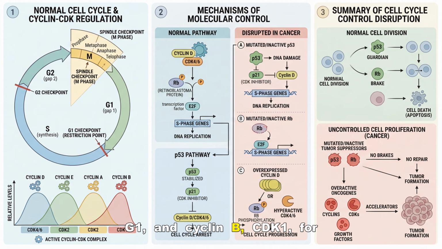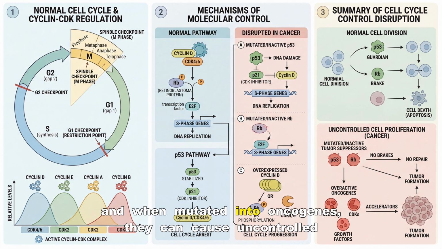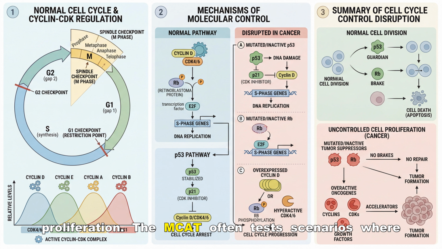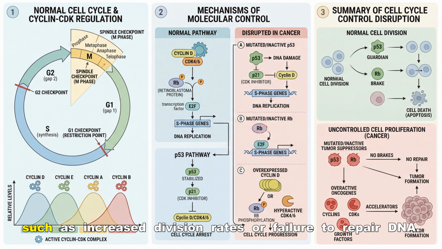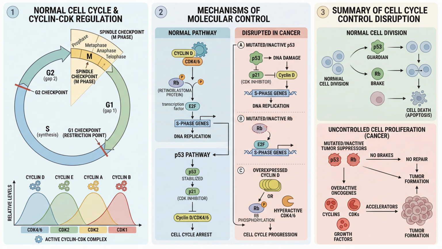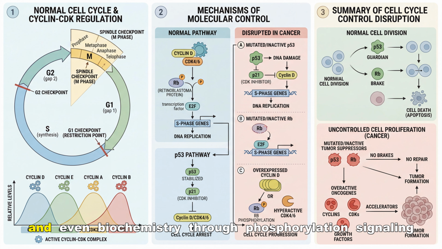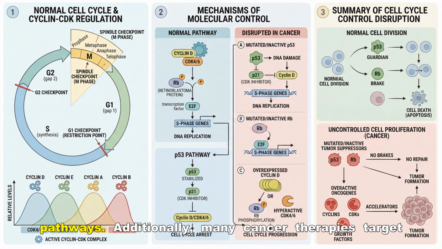On the other hand, proto-oncogenes promote cell division, and when mutated into oncogenes, they can cause uncontrolled proliferation. The MCAT often tests scenarios where these regulators are mutated, asking you to predict outcomes such as increased division rates or failure to repair DNA. This concept ties into genetics, molecular biology, and even biochemistry through phosphorylation signaling pathways.